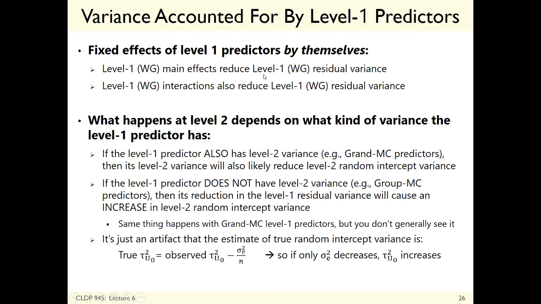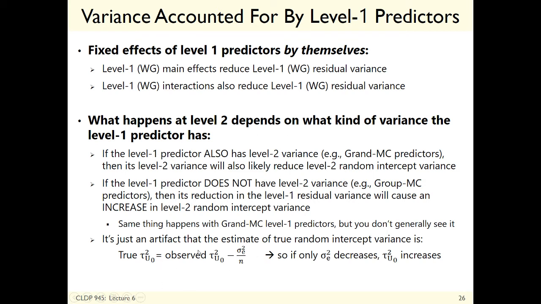Level 1 predictors then: a main effect of a level 1 predictor should reduce residual variance, and interactions among level 1 predictors should also reduce residual variance. What happens at level 2 then depends on what kind of variance it has. If the level 1 predictor does have level 2 variance in it, its intraclass correlation is greater than 0, it will reduce the random intercept. If it does not, then the random intercept goes up instead.